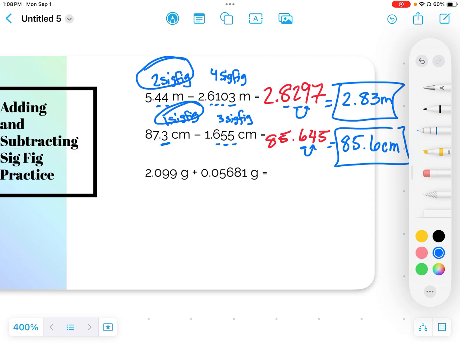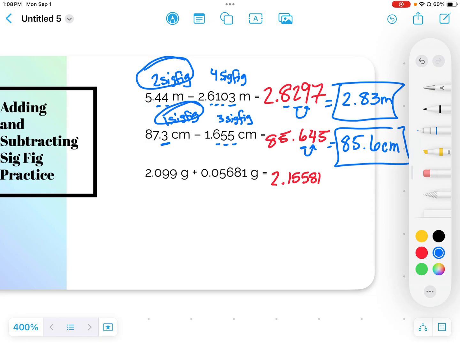Okay, last but not least, 2.099 grams plus 0.05681 grams. Again, solve it first. Plug it into your calculator. When you do that, you should get 2.15581. Okay, now we got to figure out how many sig figs are we dealing with.